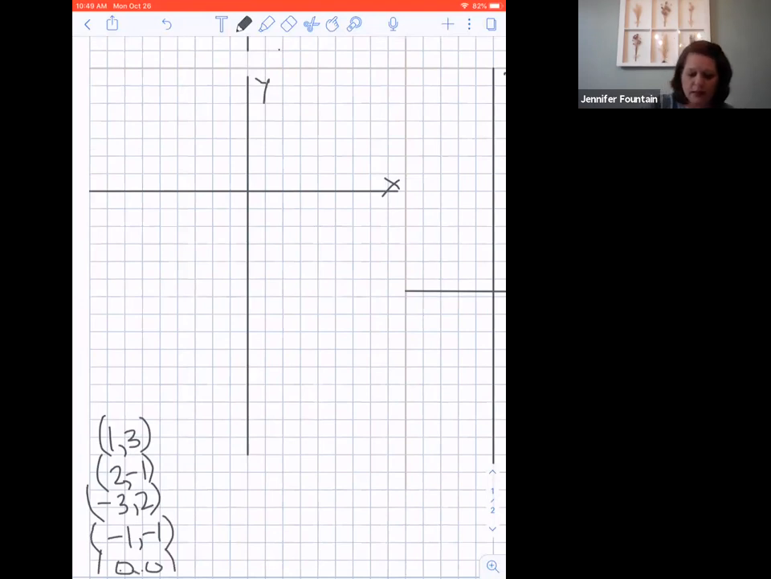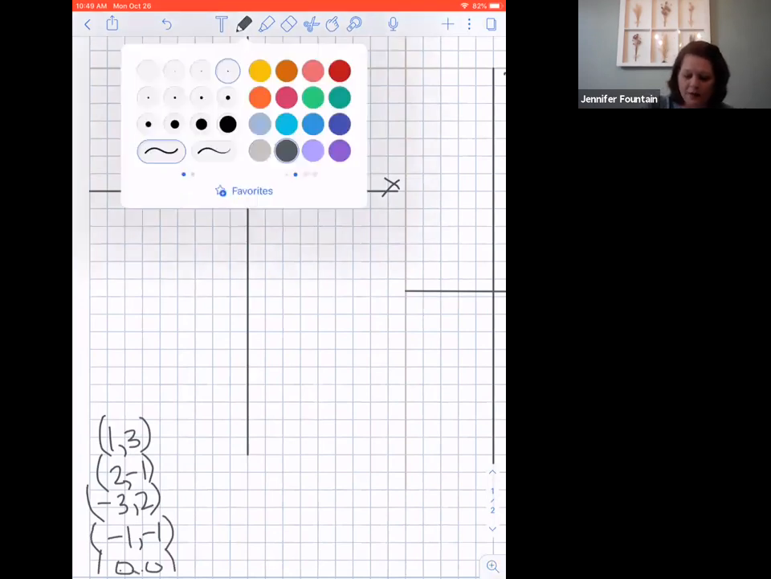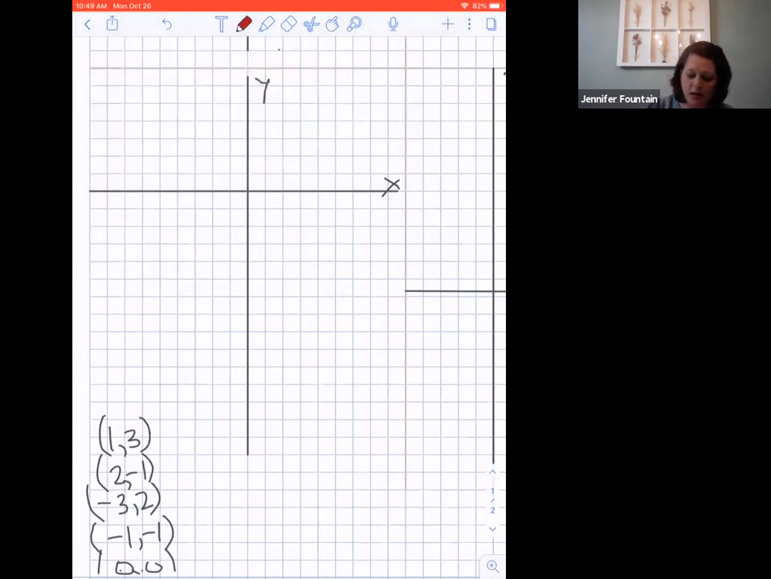All right, so the first one I'm going to graph is going to be (1, 3). Remember, if it's a positive 1, I'm going to the right. If it's a positive 3, I'm going up. So I'm going to go right 1 and up 3.